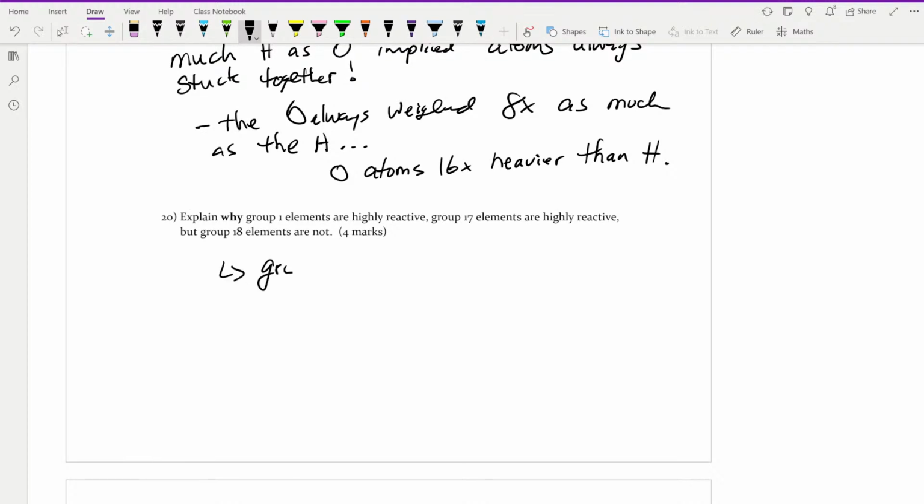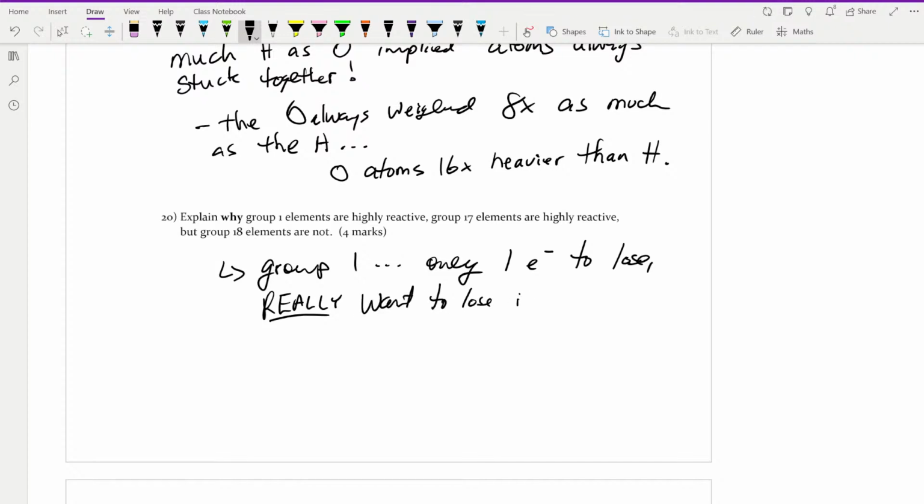Group 1 only have to lose 1 electron. So they really want to lose it. Group 17 only need 1 more. And so they really want it.